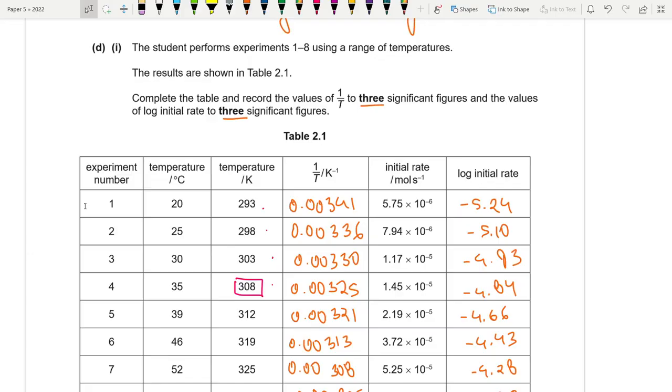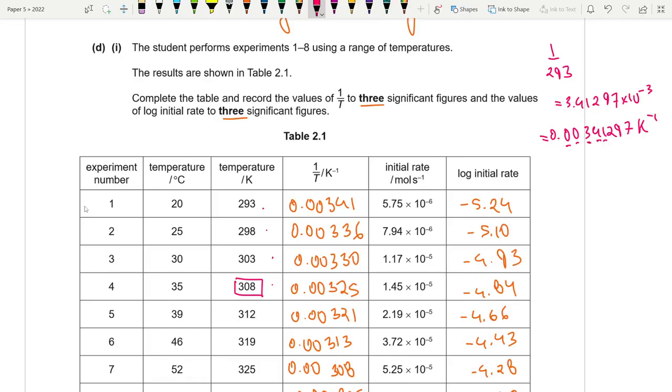So for example, I'll show you the first one. 1 by 293 Kelvin. Do that with your calculator. 1 divided by 293 gives you a value of 3.41297 into 10 to the power minus 3, which is basically 0.00341297 Kelvin to the power minus 1. So these zeros are not significant. This is the first significant figure. So it's basically 0.00341. And if you need to round it off, please do round it off.